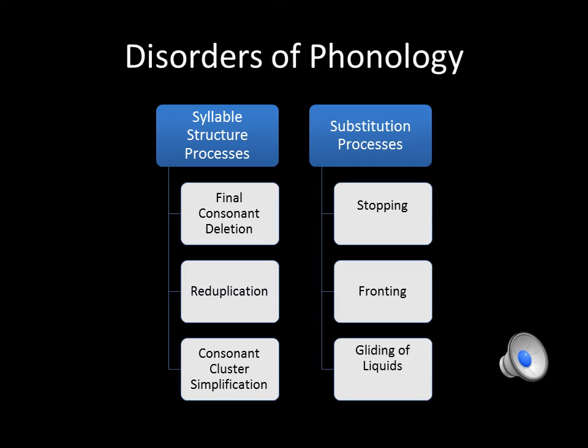Gliding of liquids is another substitution process, and this is where children may say the yewo instead of yellow, or wun instead of run. They're gliding that liquid. They can't quite say that liquid sound. So when they appear before vowels, they glide them together. That's why we call gliding sometimes semi-vowels. We call glides semi-vowels because they almost sound like a vowel sound.